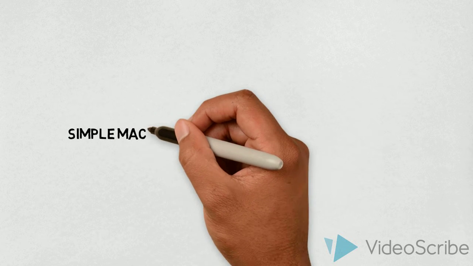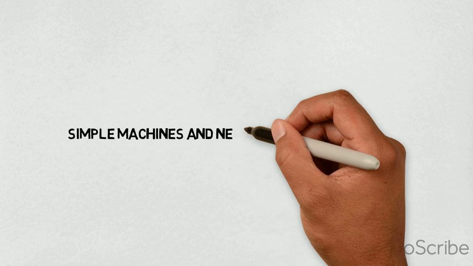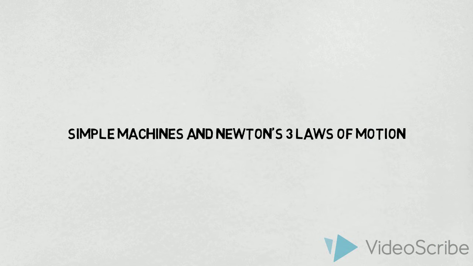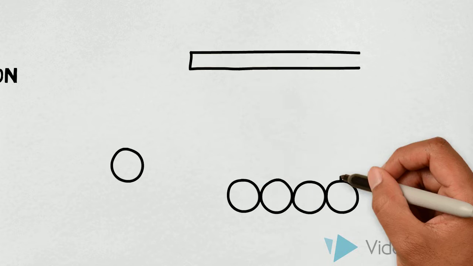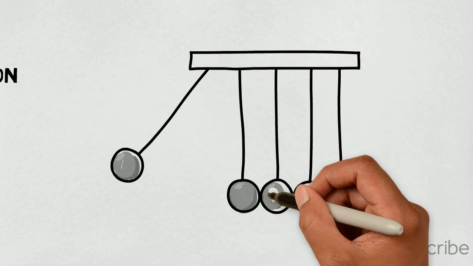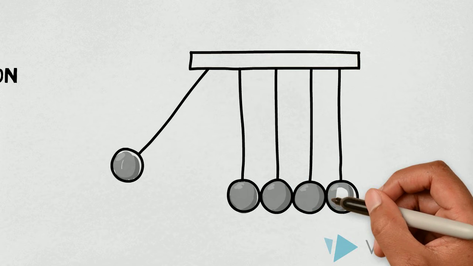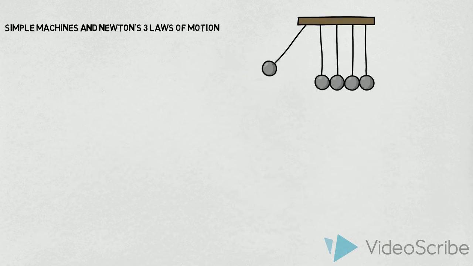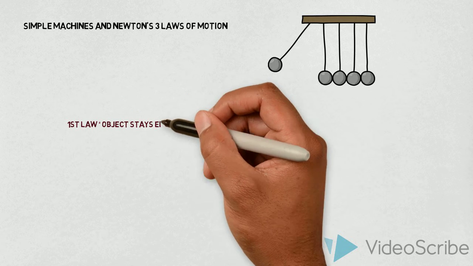Let's discuss Newton's three laws of motion and how they apply to simple machines. Here we have a series of pendulums. At any given time, only the one at the end moves. So what you have is an object that is moving and an object that is at rest.